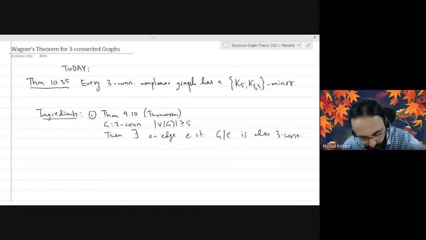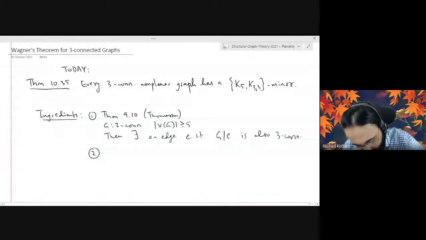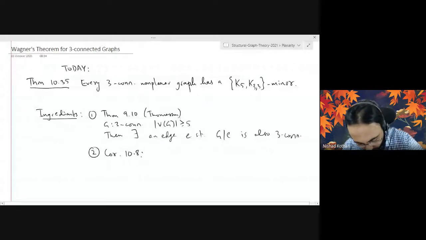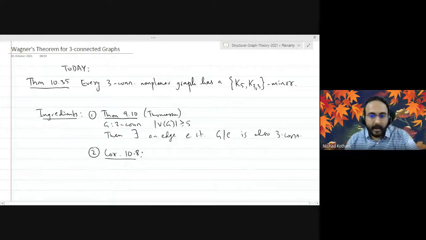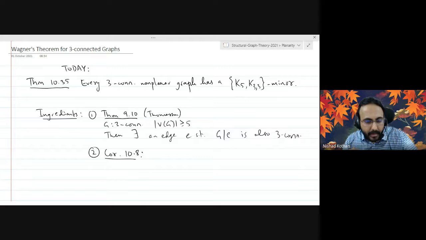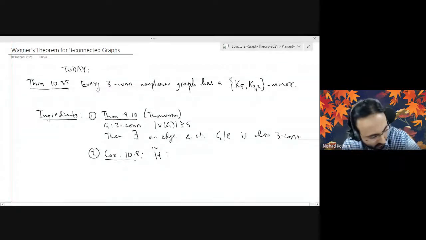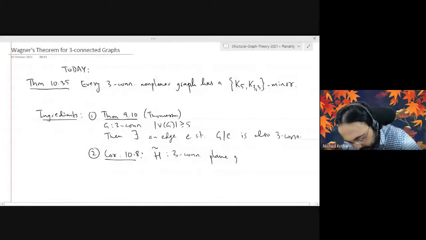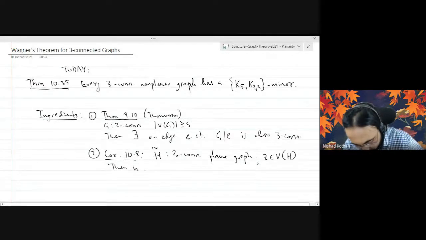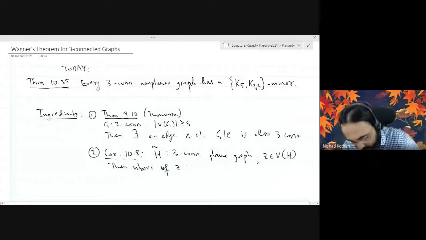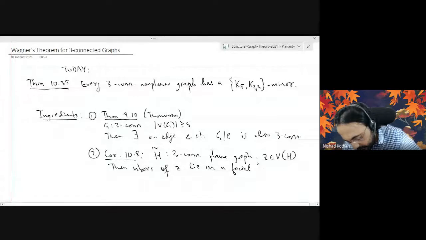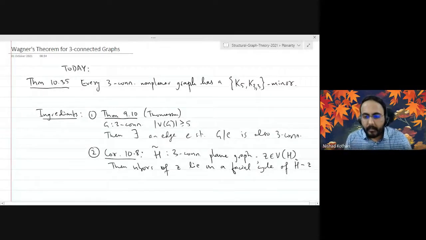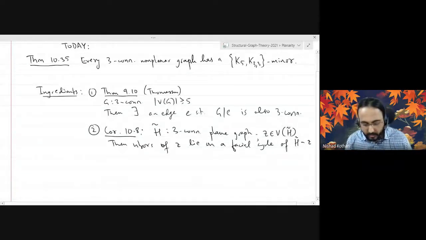Okay, good. Another statement we'll find useful is corollary 10.8, which says the following: if you have a three connected plane graph and you look at any vertex, its neighbors will lie on a facial cycle after deleting that vertex. So let's say H tilde is a three connected plane graph, Z is any vertex of H. Then the neighbors of Z lie on a facial cycle of H tilde minus Z. I think I can put a tilde here, it doesn't matter. We are talking about the plane graph.